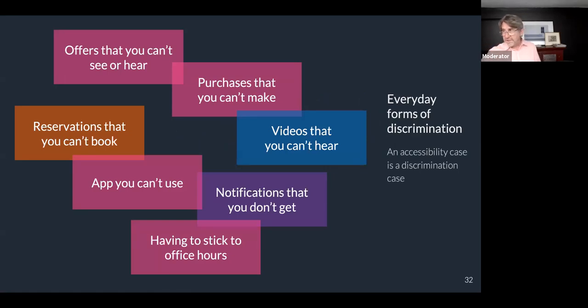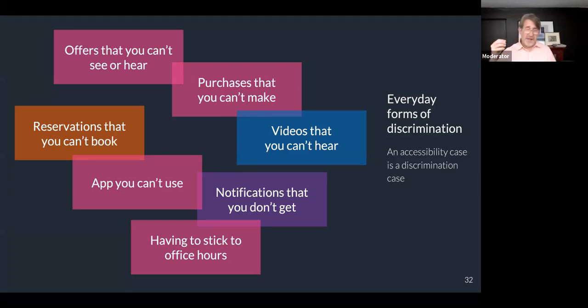So what are some everyday forms of discrimination you would see? If you have a banner ad that doesn't have alternative text, that's an offer that somebody can't see. If you have a shopping cart that you can't work, that's a purchase that you can't make. If you are using a reservation engine for a hotel, chances are you can't book a reservation if you're blind. The airline industry, they've had their own laws that apply to them, the Air Carrier Access Act, and those are extremely strict. So actually, airline sites are probably among the most accessible sites that you'll find out there. You have apps that you can't use.